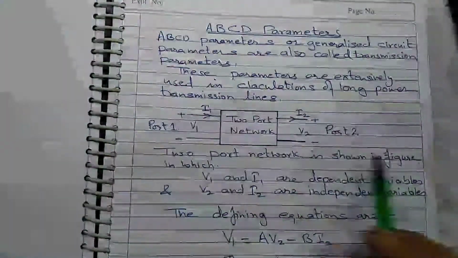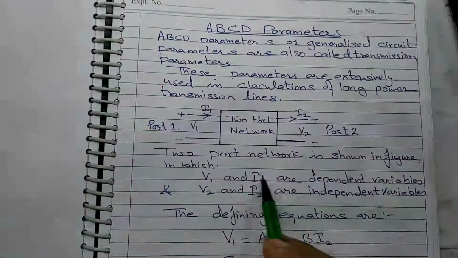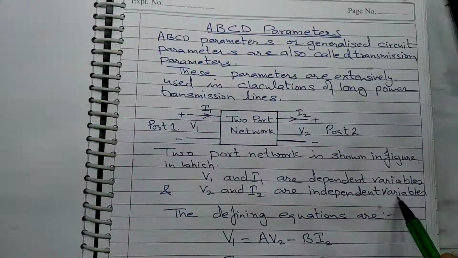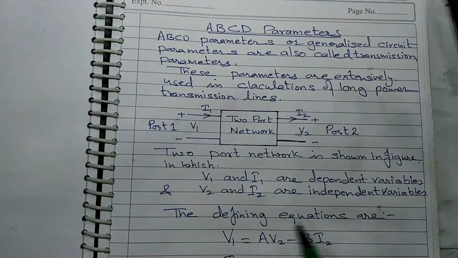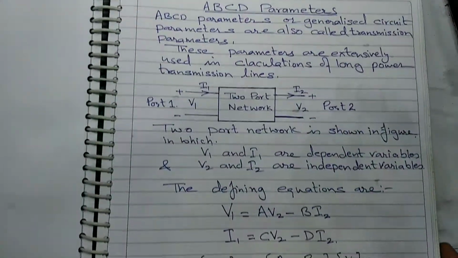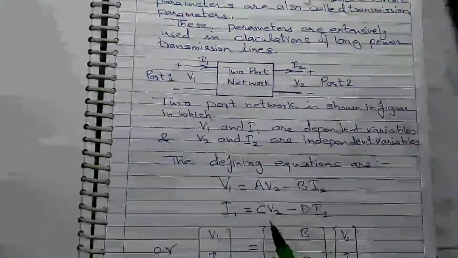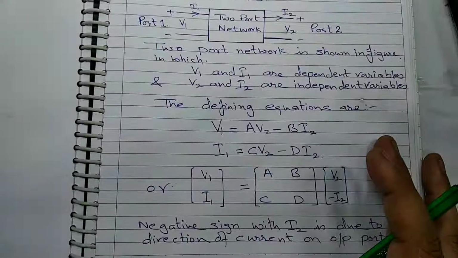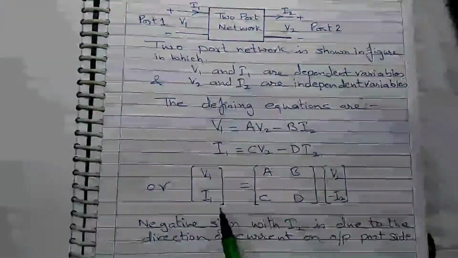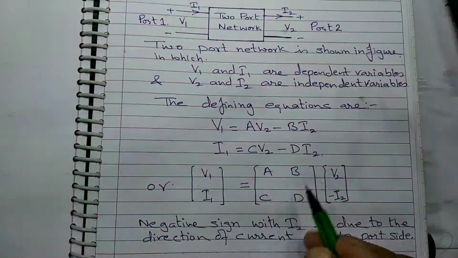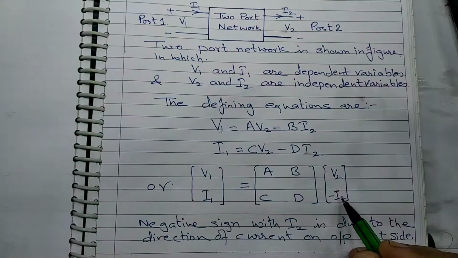Now, two-port network is shown in the figure in which V1 and I1 are dependent variables and V2, I2 are independent variables. The defining equations are V1 is equal to A V2 minus B I2, I1 is equal to C V2 minus D I2. Writing this in the matrix form, [V1; I1] is equal to [A B; C D] into [V2; minus I2].